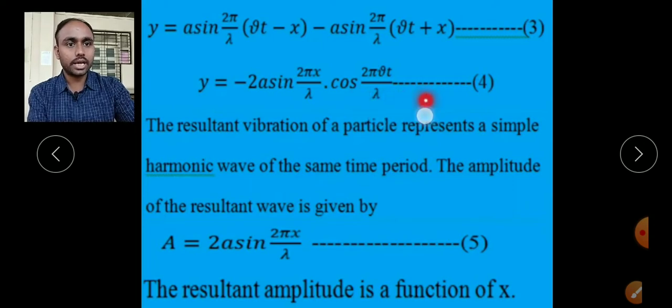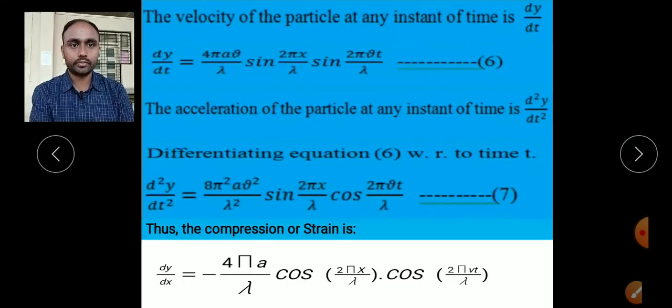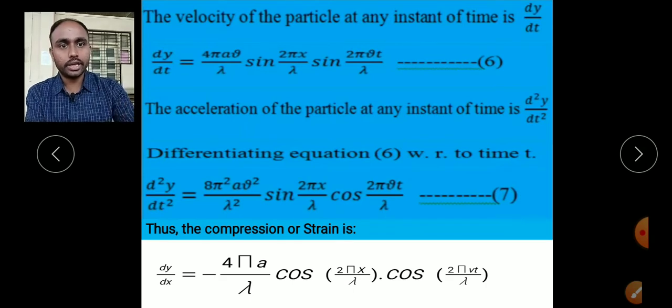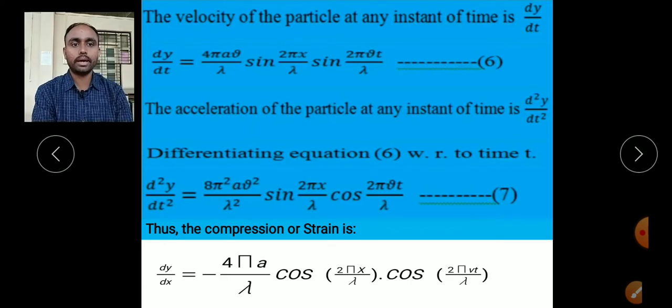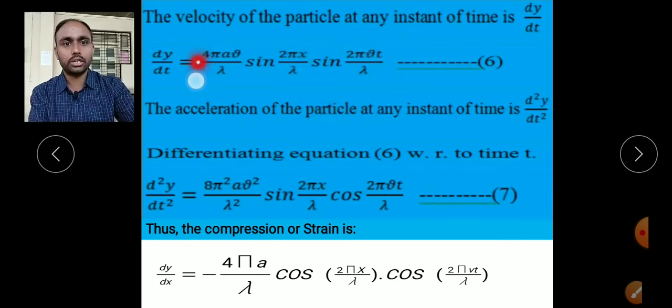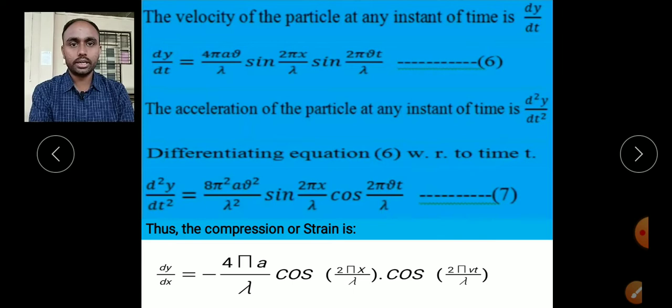So the final velocity equation is a positive dy by dt, with sin 2 pi v t by lambda, and again the derivative of the internal angle gives 2 pi v by lambda. Here 2a was there, so 2 into 2 pi gives 4 pi a v by lambda. So dy by dt equals 4 pi a v by lambda sin 2 pi x by lambda into sin 2 pi v t by lambda, because the derivative of cos is negative but there was already a negative in y, so the negatives make it positive. This is equation number 6, dy by dt, which is velocity.